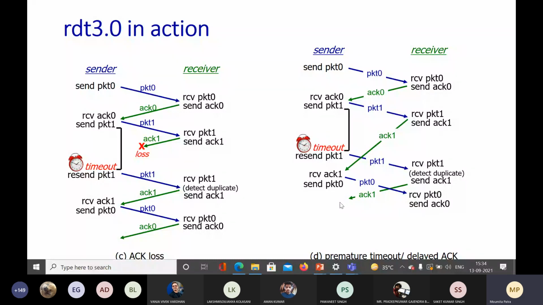But before that, what's happening? The acknowledgement for this packet will come from the receiver, and now the sender is basically in what state? Waiting for acknowledgement of packet 0. This sender is waiting for acknowledgement of packet 0, but it has received the acknowledgement for packet number 1. So again, it will think that okay, maybe something is wrong in between. Okay, so this is the issue that will happen when it comes to premature timeout or maybe delayed acknowledgement.